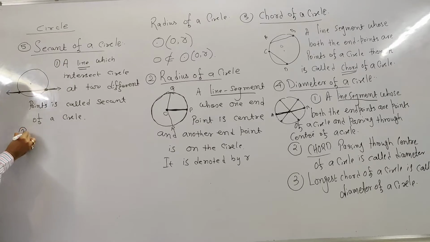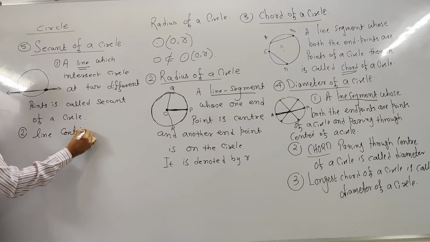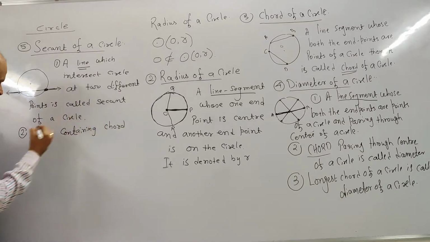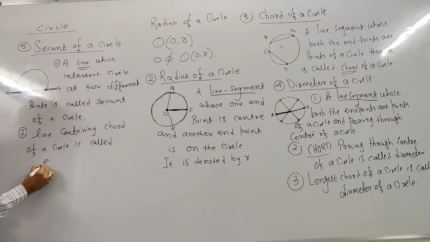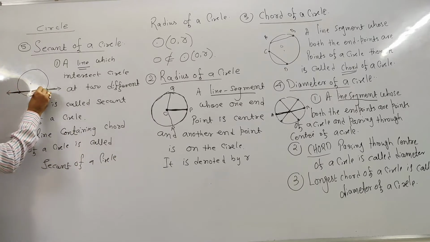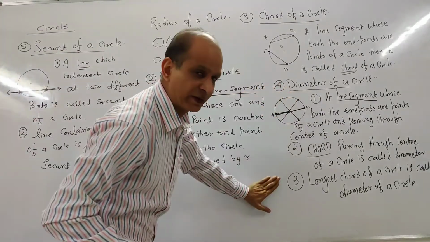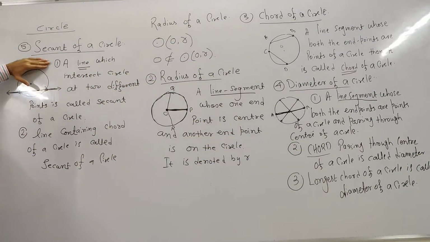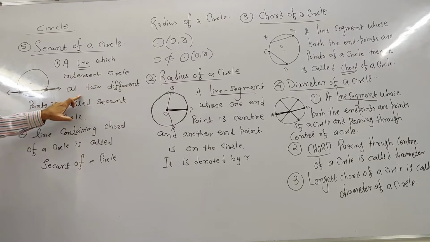This is number 1, first definition. Second definition: a line containing a chord of a circle is called secant of a circle. You know, secant is a line which contains a chord of a circle. So you can define diameter in 3 different ways. Similarly, you can define secant of a circle in 2 different ways. First, a line which intersects the circle in 2 different points is known as secant of a circle. Or you can say a line containing a chord of a circle is known as secant of a circle.